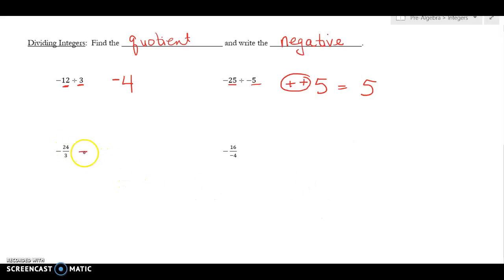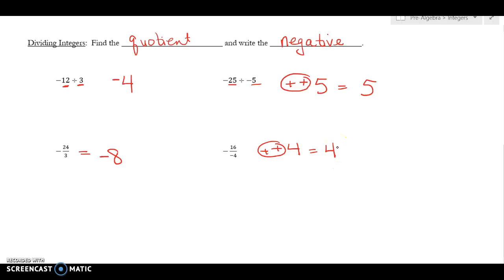24 divided by 3 is 8. I have 1 negative, so I write the negative. 16 divided by 4 is 4. I have 2 negatives, so I write them. And so it's positive 4.